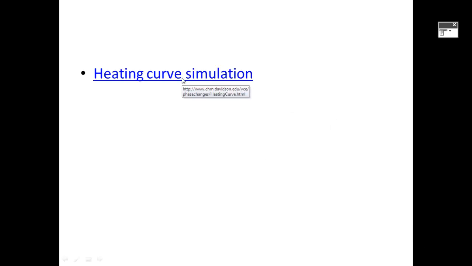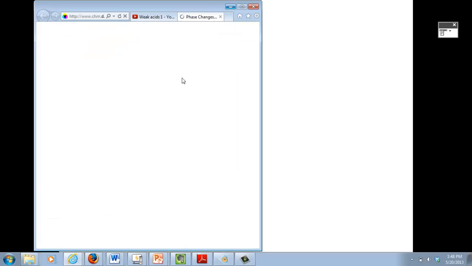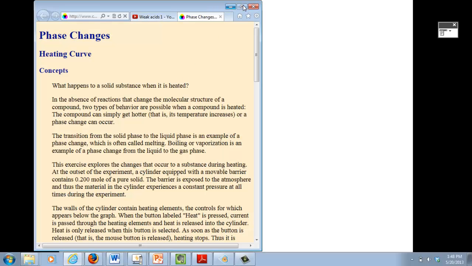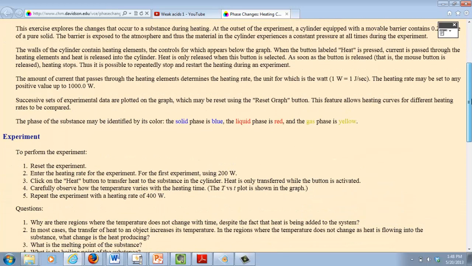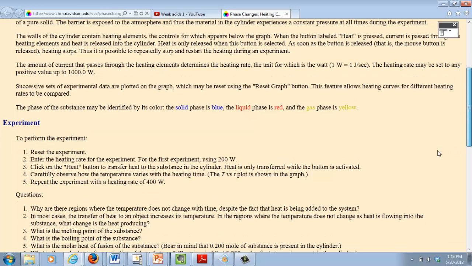Here's a little heating curve simulation that we're going to briefly look at. You can click on this as well. And I don't know why this is taking so long.